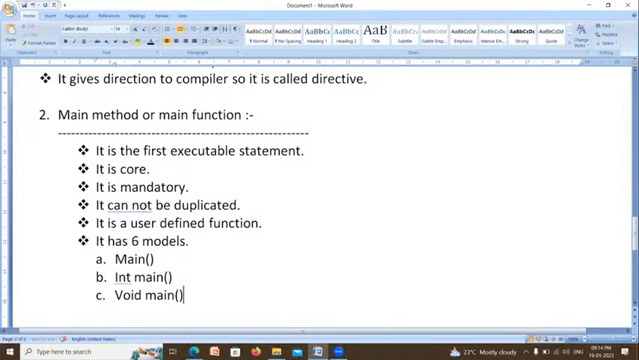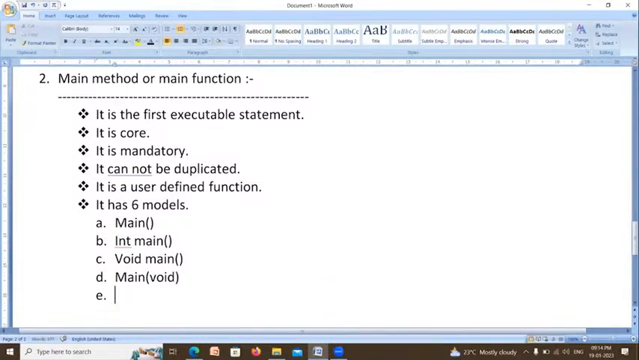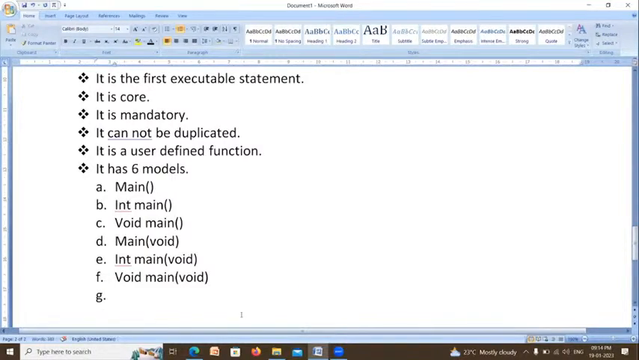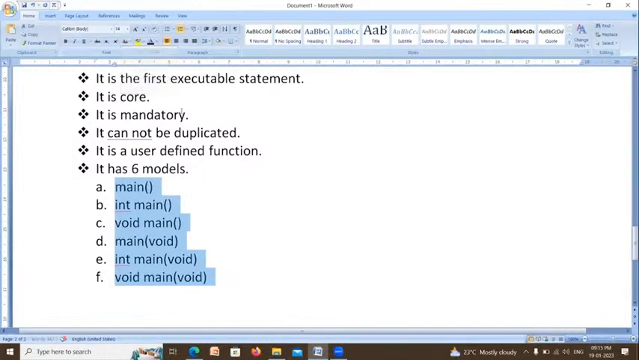Or you can write main of void also. Or you can write integer main of void also. Or you can write void main of void also. You can write the main method in the following 6 models. Any one model you can follow. I am following the 3rd model.